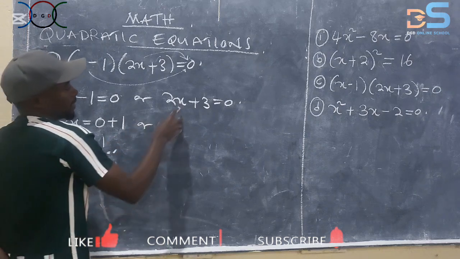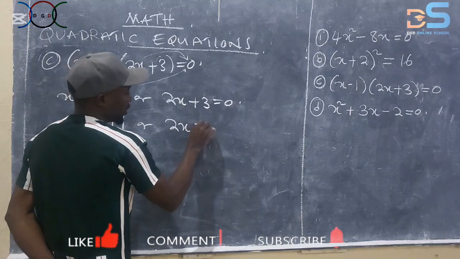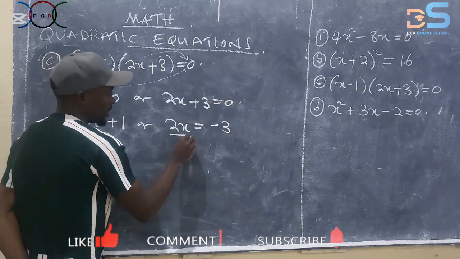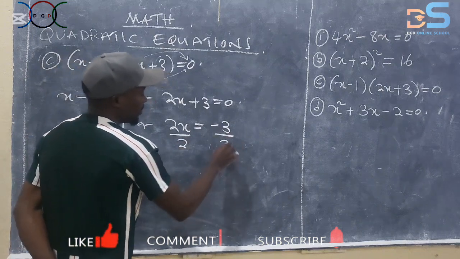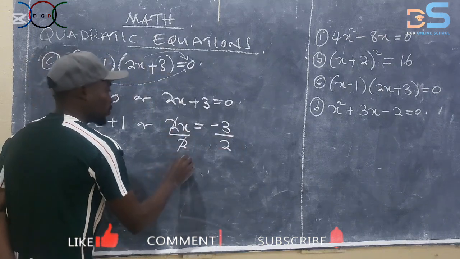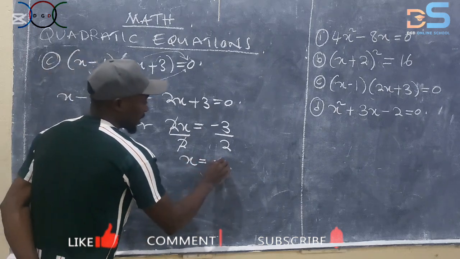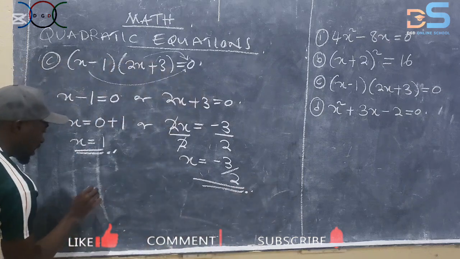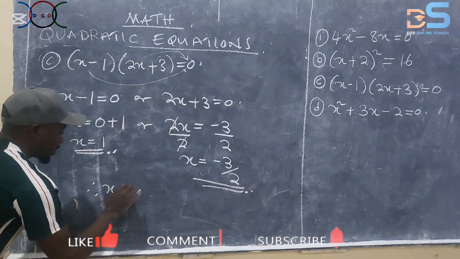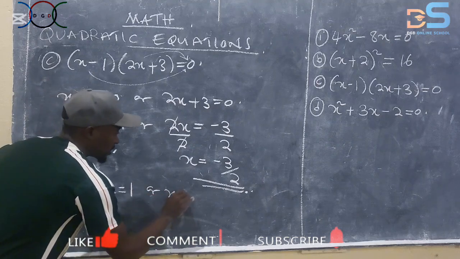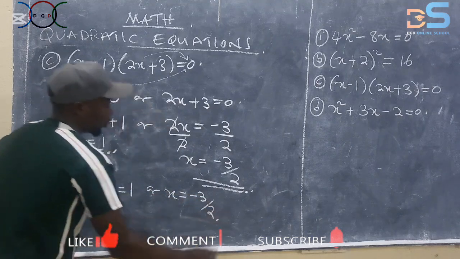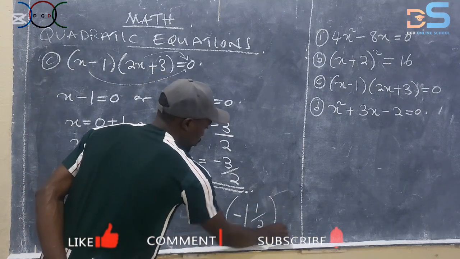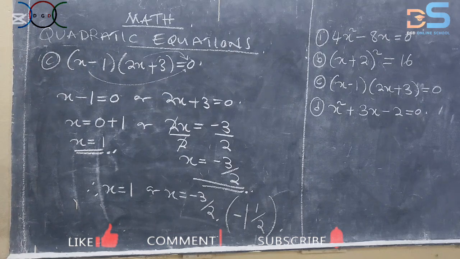Or here we are going to say this is 2x equals, when this 3 crosses the equal sign, it becomes minus 3. Then we say divide by 2, even there divide by 2. So this and that will go, our x will be equivalent to negative 3 over 2. So there we can conclude by saying our two values for x are x equals 1, or x is equivalent to negative 3 upon 2. Which, if you want, you can even express as negative 1 remainder 1 upon 2. It is one and the same thing.